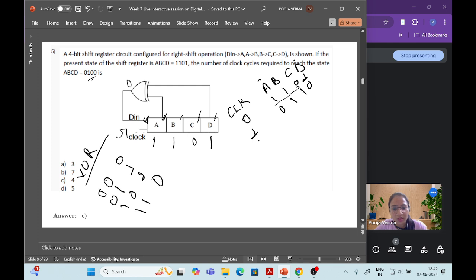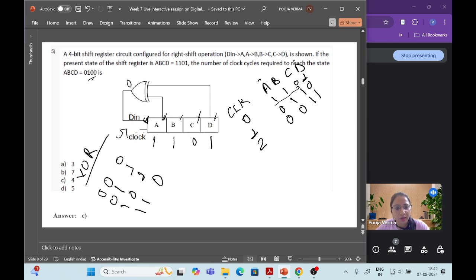Now when the next clock pulse is applied, again A and D are XORed and the output goes through the D input of the A flip-flop. So again what will be the A and D XOR? 0 and 0, again it will be 0, right? So 0 0 1 1, right?